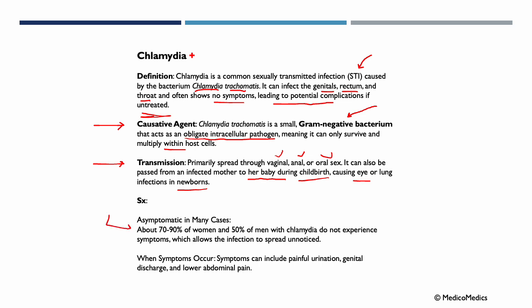Now, chlamydia is asymptomatic in many cases. About 70 to 90% of women and 50% of men with chlamydia do not experience any symptoms, which allows for the infection to spread unnoticed. But when symptoms do occur, they can include, for example, painful urination, genital discharge, and/or lower abdominal pain.